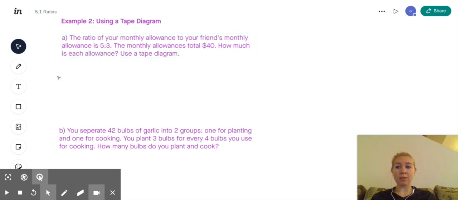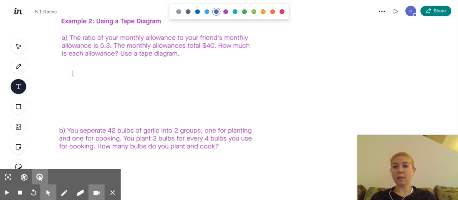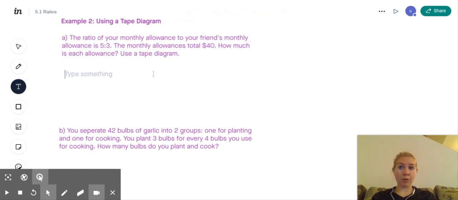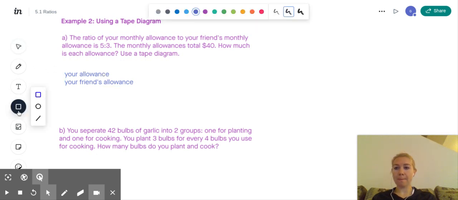And for this one, we need to use what's called a tape diagram. Let me show you what a tape diagram looks like. First of all, let's type out what we're comparing. We're comparing your allowance to your friend's. And we want to know how much is each allowance. So we know that the ratio is 5:3, 5 meaning that you have 5 parts.